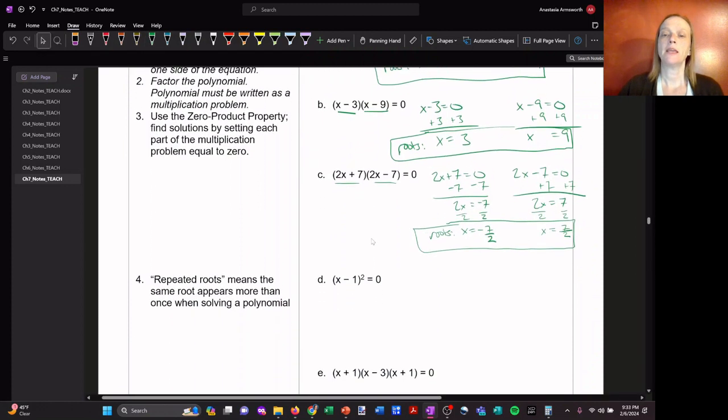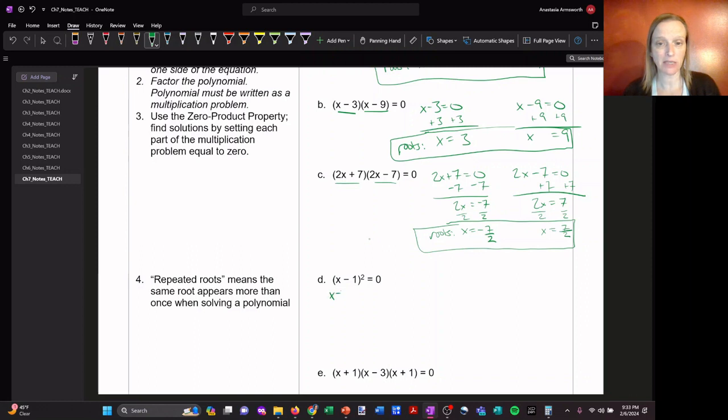Now, it is possible to end up with a repeated root. A repeated root just means when the same root appears more than one time in a polynomial. So for instance, x minus 1 squared. Well, remember that is the same as x minus 1 times x minus 1. So either x minus 1 equals 0 or x minus 1 equals 0. Of course, that's the same problem.